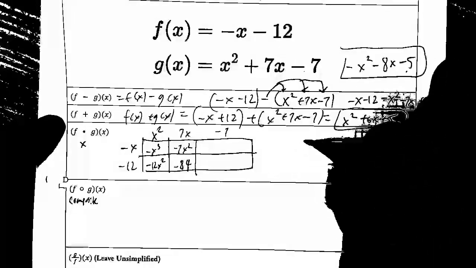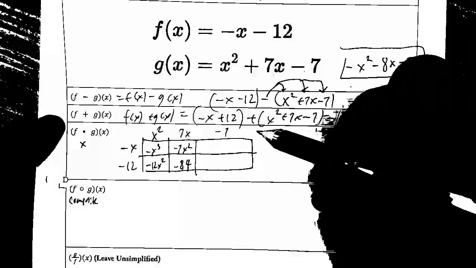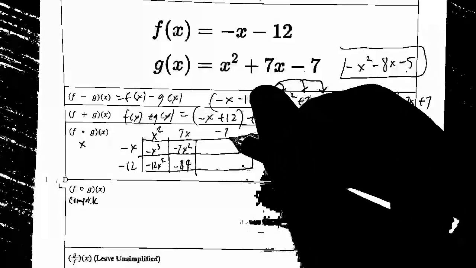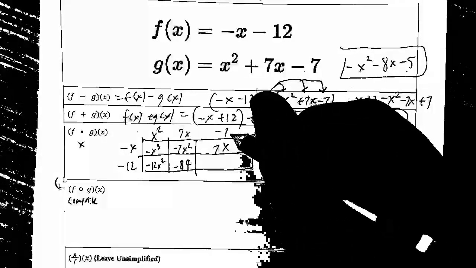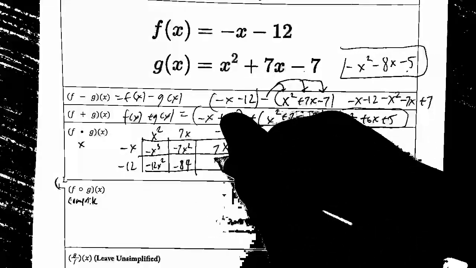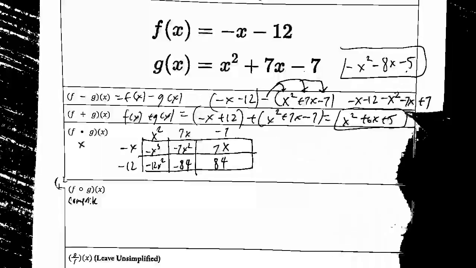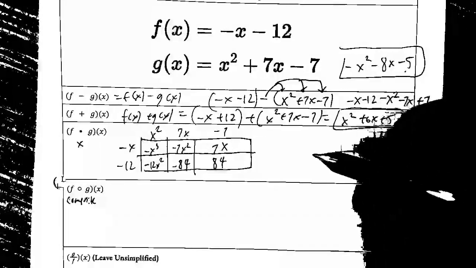Yeah, is that right? Yeah, that is right. Negative 84. Times tables, guys. They'll get you. They'll keep getting you. And then 7 times 12, 84. Okay. Add these all together.